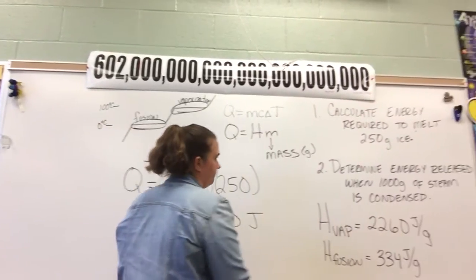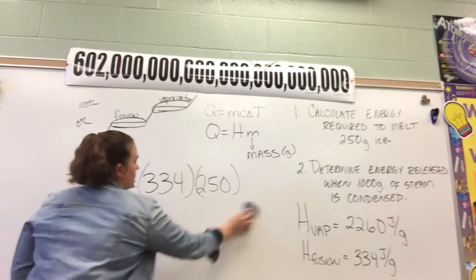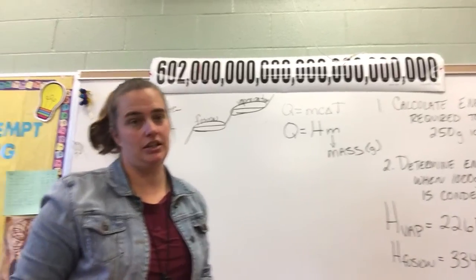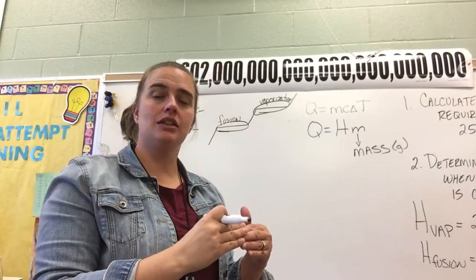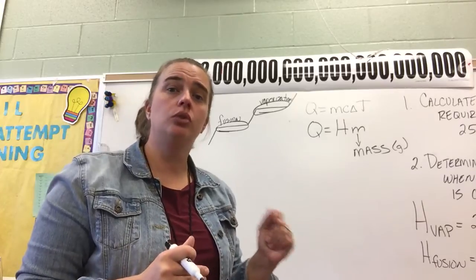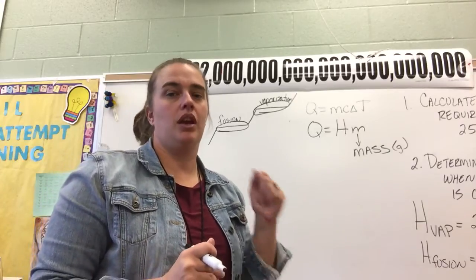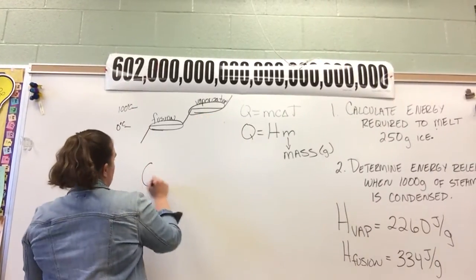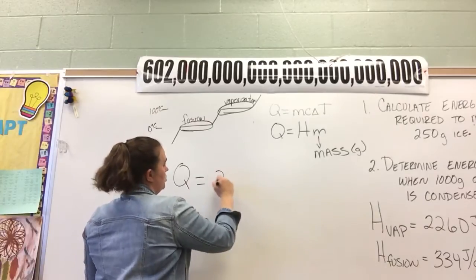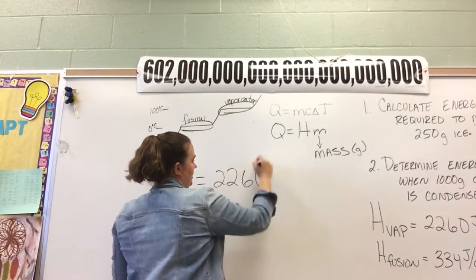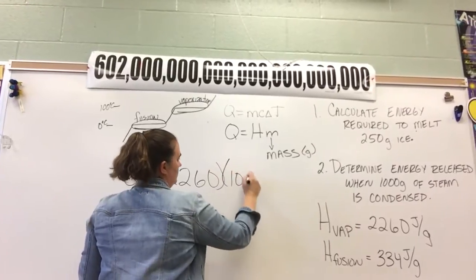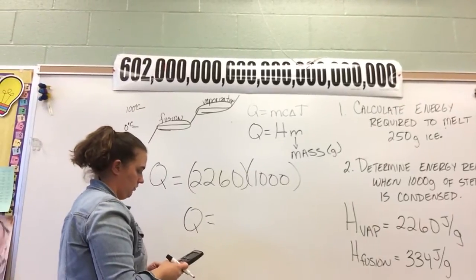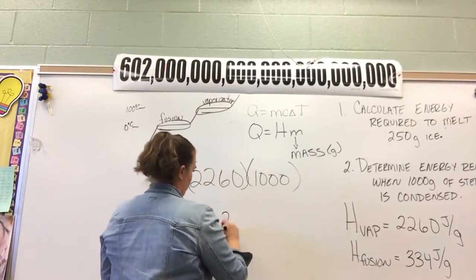Let's look at my next one. Determine the energy released when 1,000 grams of steam is condensed. So I'm talking about condensing. There's no temperature change, which should clue you in that you are going through a phase change. I'm now at my second plateau, so I'm going to use Q is equal to my 2,260 times my mass. So my Q is equal to a very, very large number.